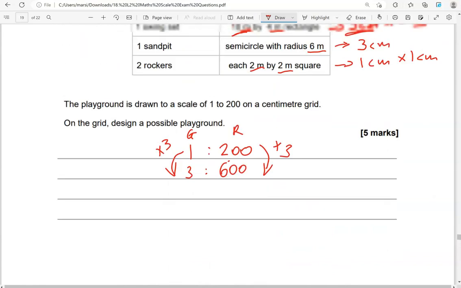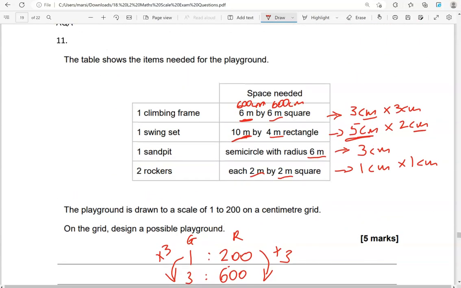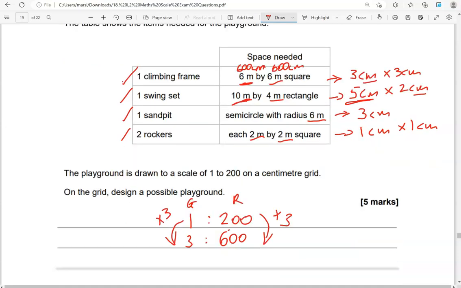Let's double check. It doesn't say anywhere that we need to keep space between the different items. We've got a climbing frame which measures 3 by 3 squares, a swing set which measures 5 by 2, a sandpit which, well, has a radius of 3 squares, and we've got 2 rockers, 1 by 1.